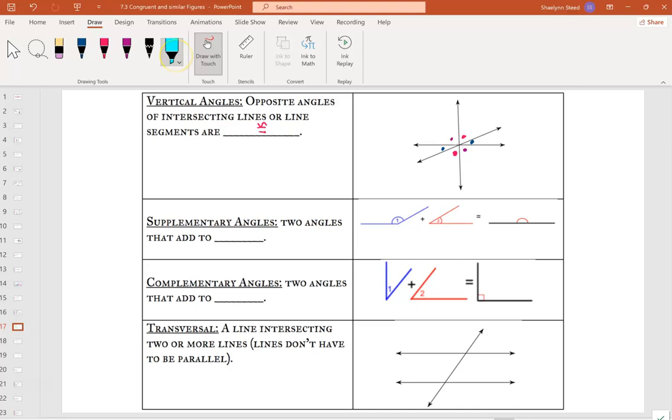You'll notice that they share the same 2 lines, but they happen to be across from one another.